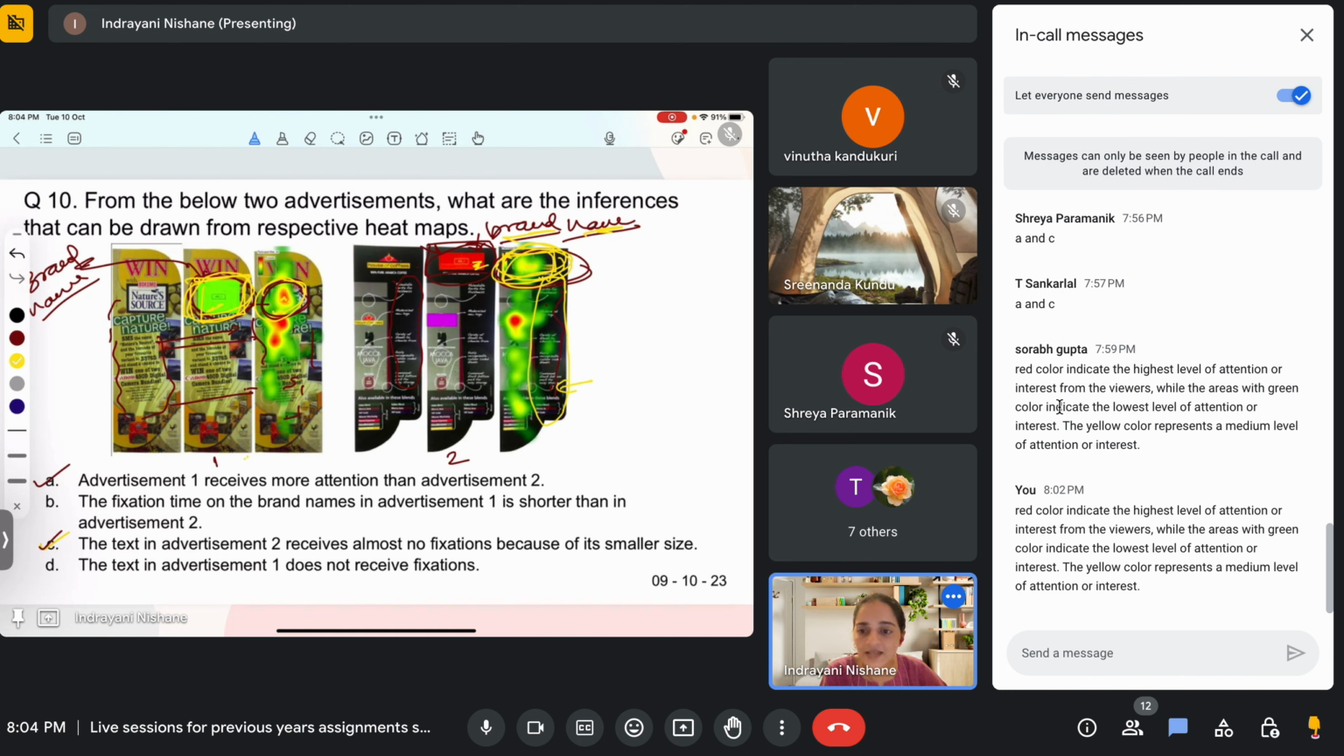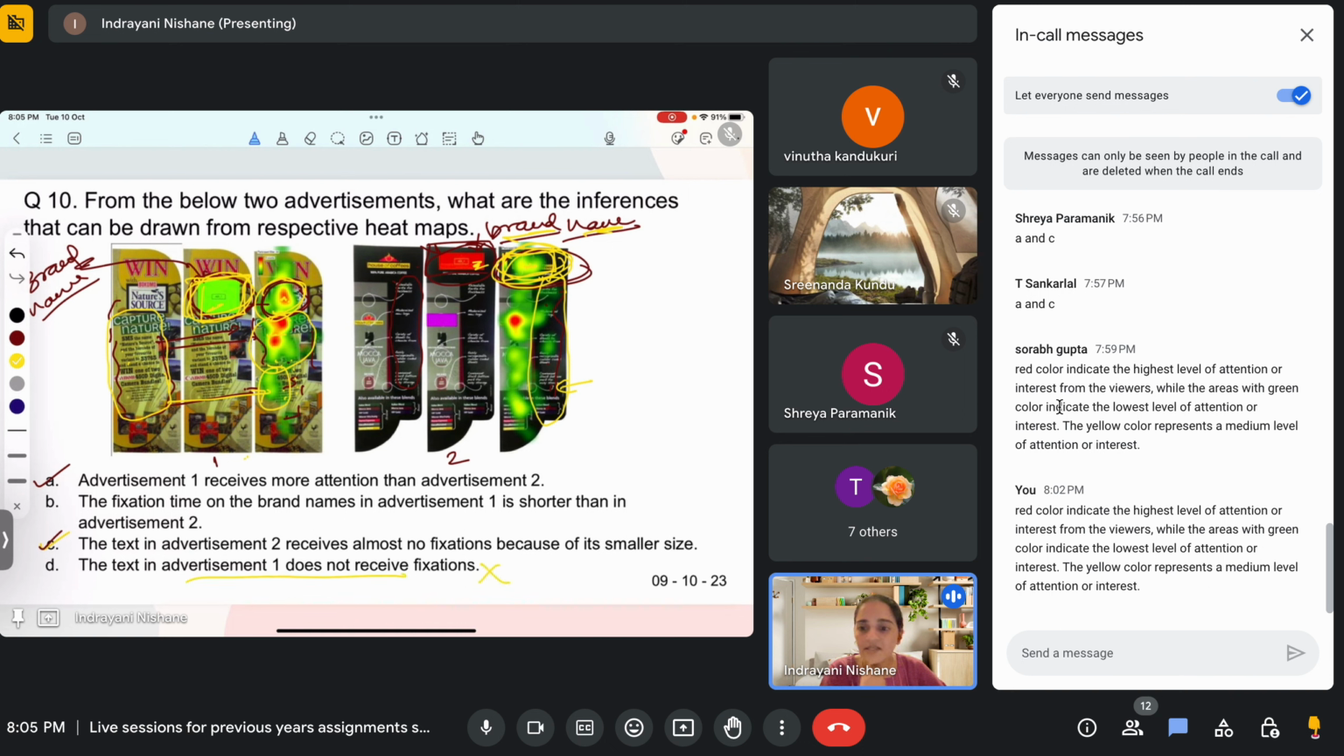Option D says text in advertisement 1 does not receive any fixation. Now you tell me, isn't this the text area of advertisement 1, which I just marked with yellow color? You have to map this with the fixations happening. There is some green, yellow here. Here there is red color, capture nature and other things, this SMS text, all receiving some eye gaze, right? There are some fixations happening in the text. So this statement, that it does not receive fixation, is wrong.